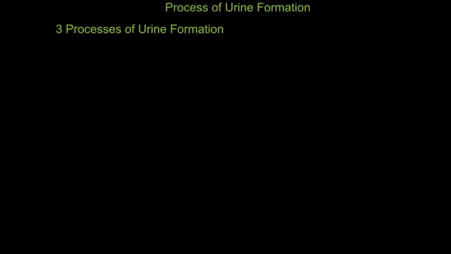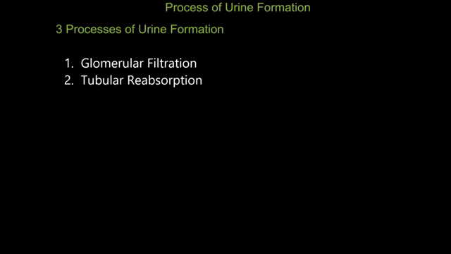There are three processes that are involved in the formation of urine. The first process is glomerular filtration, which is the separation of smaller substances in the plasma, such as glucose, amino acids, ions, and water, from larger substances in the plasma, such as platelets, white blood cells, red blood cells, and proteins. The second process is tubular reabsorption. Tubular reabsorption is the movement of substances from the tubules of the nephron into the peritubular capillaries. And finally, the last process of urine formation is tubular secretion. Tubular secretion is the movement of substances from the peritubular capillaries into the tubules of the nephron.